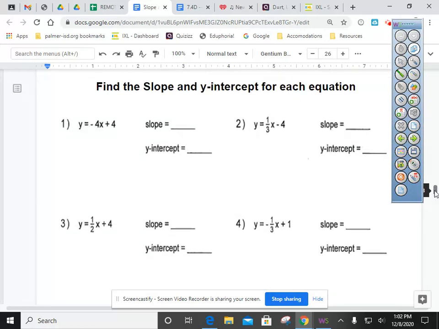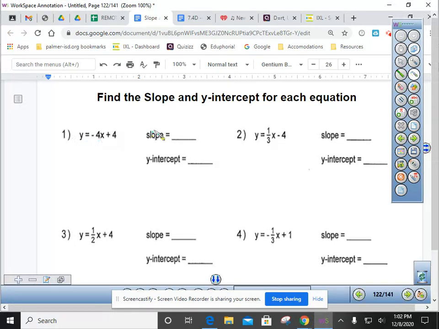This is not going to be hard at all. Find the slope and y-intercept for each equation. On number 1, what is the slope? 4. And the y-intercept? 4. And on number 2, what is the slope? 1. And the y-intercept? 4.